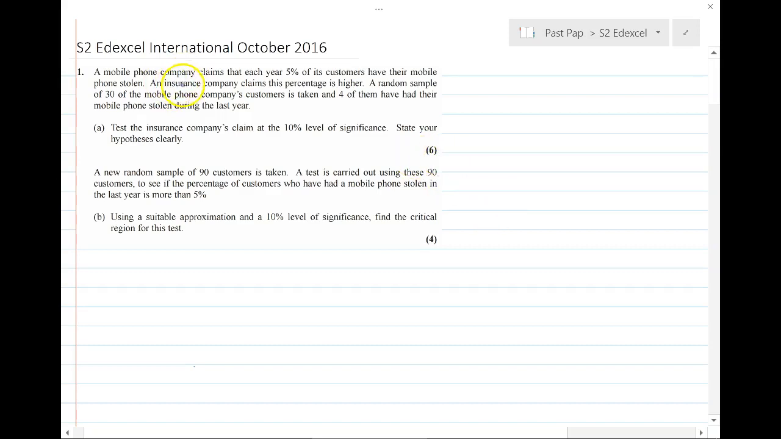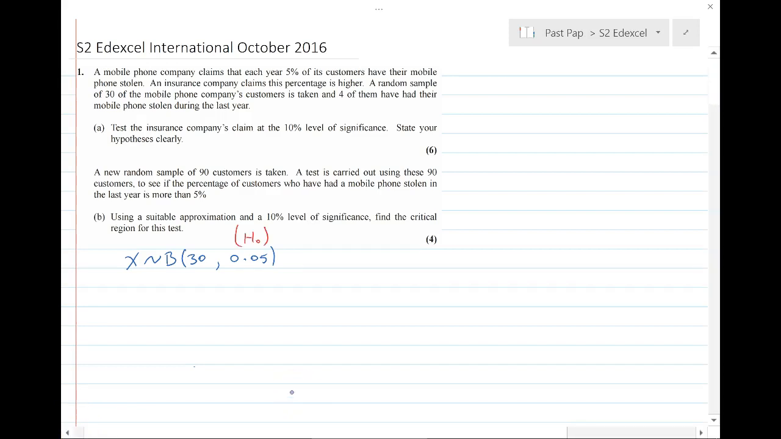Here we've got a mobile phone company claims that each year 5% of its customers have mobile phones stolen. An insurance company claims this percentage is higher. A random sample of 30 of the mobile phone companies is taken. So the fact that we've got 30 as a fixed number of trials suggests the kind of distribution we're looking for is binomial with 30 trials, unknown probability really, but our null hypothesis, I suppose, is that it's 0.05. That's actually our null hypothesis, H0.